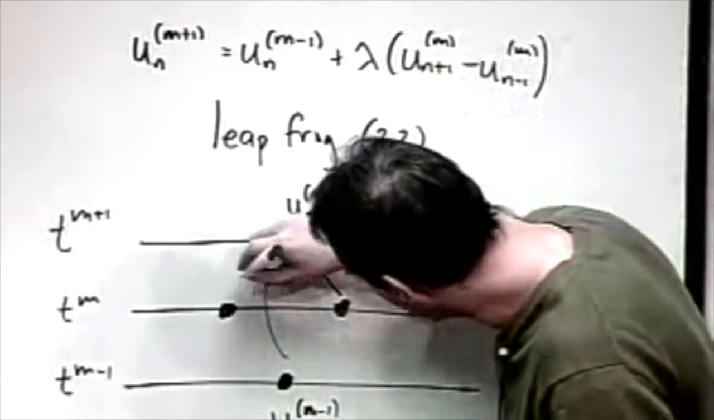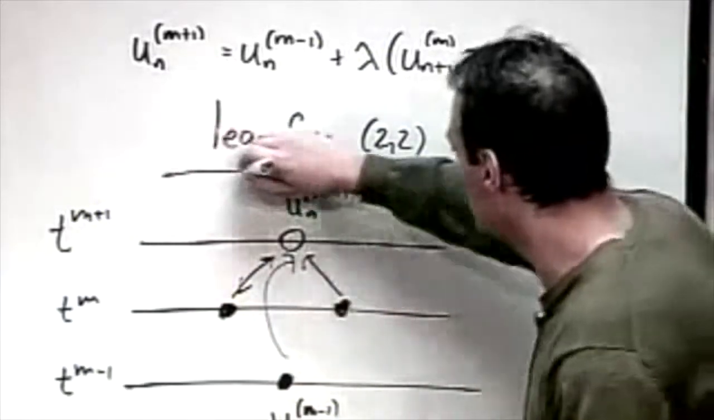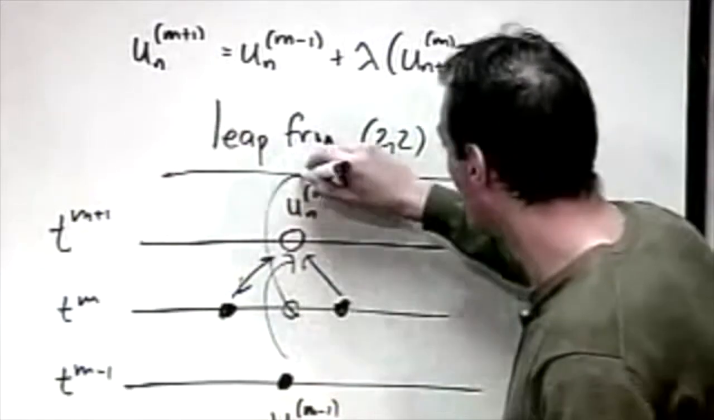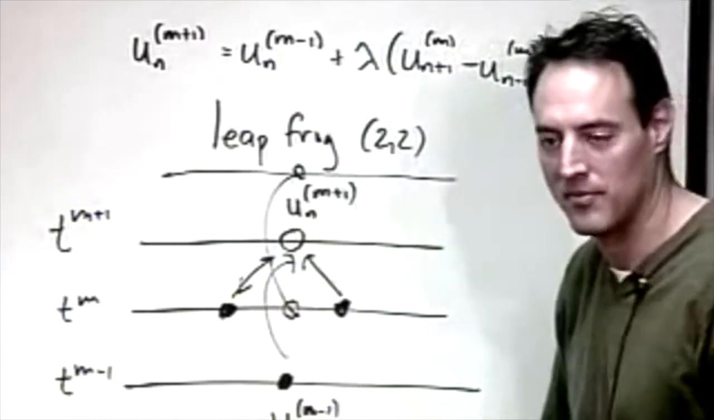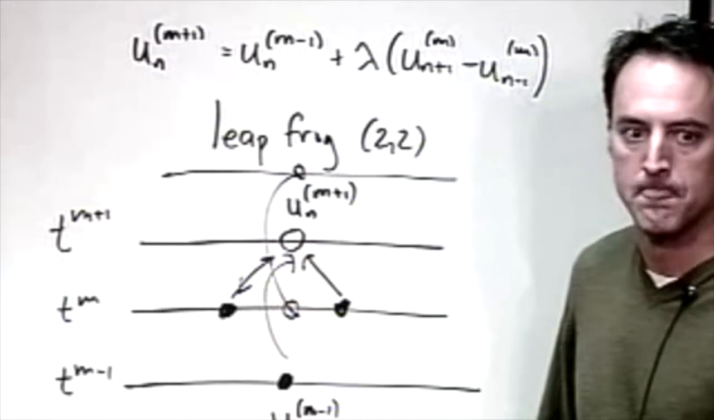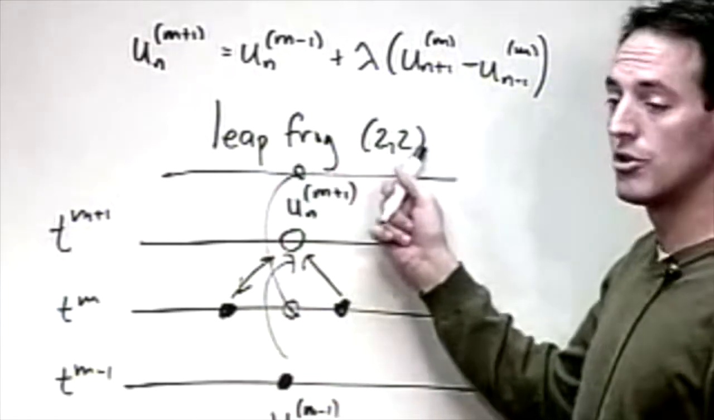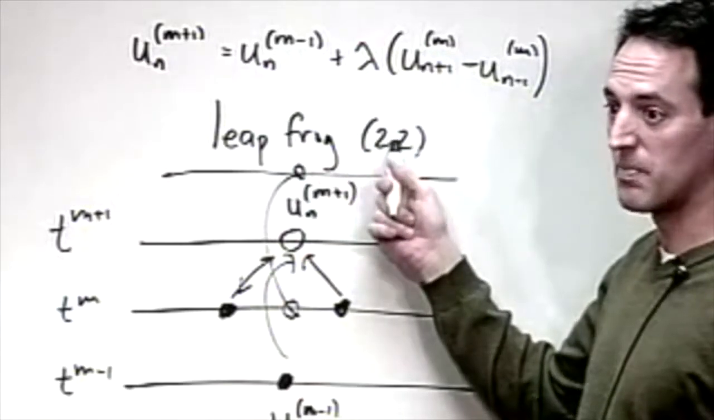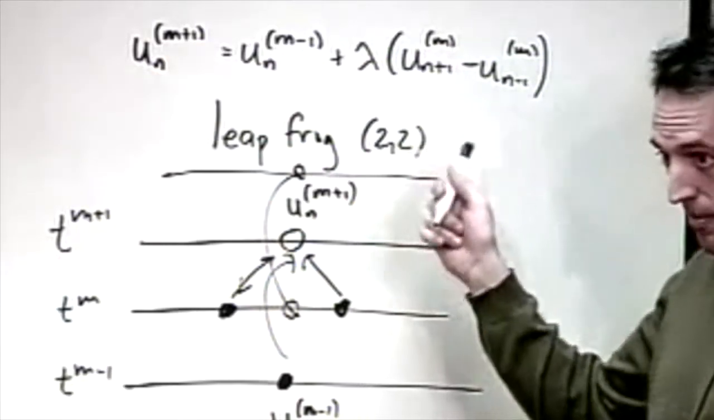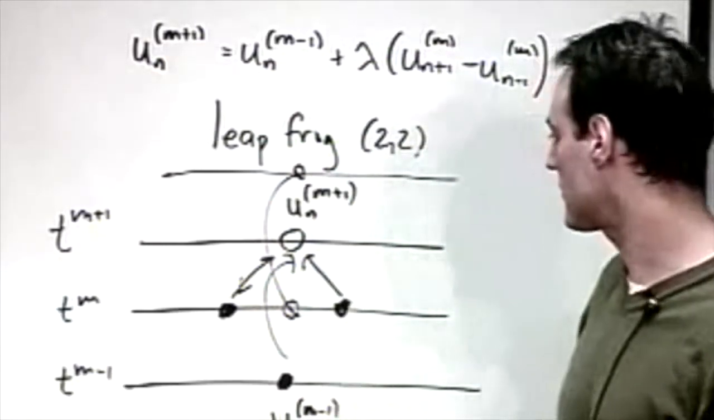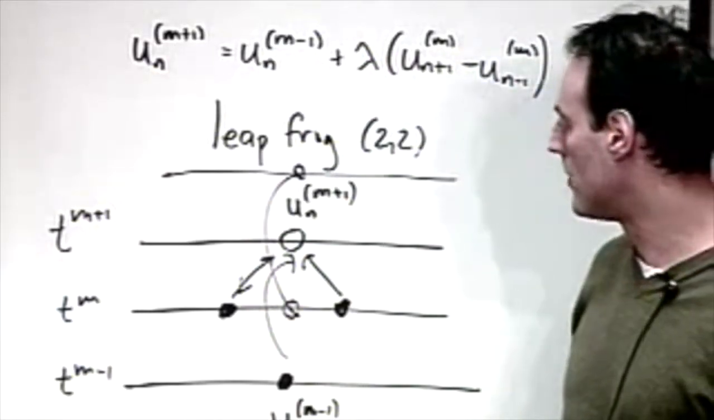So all these points give you a new solution. And then when you go to the next point, you need this point to give you the solution here. See, so you're leapfrogging. It's just like the game. So Leapfrog 2-2. The 2-2 stands for second order accurate in space, second order accurate in time. Remember, we use second order central differencing for both. All right. So that's why it's called Leapfrog.